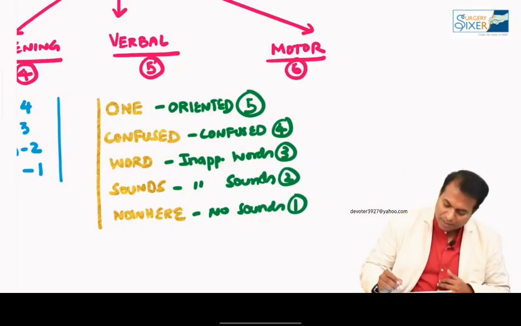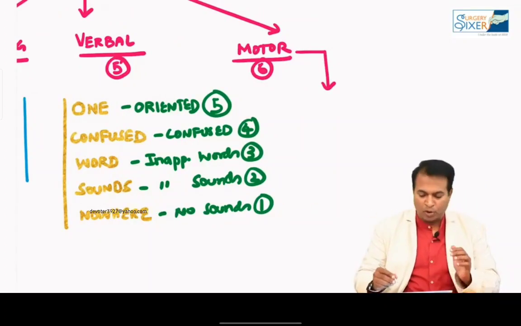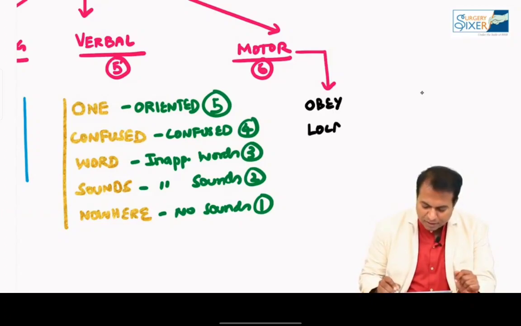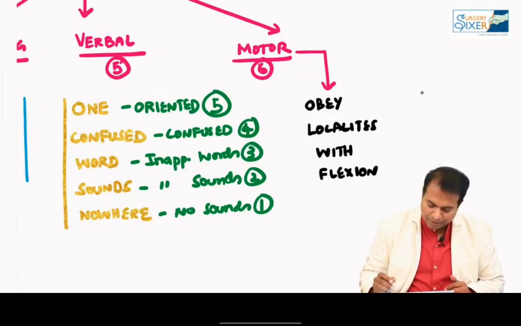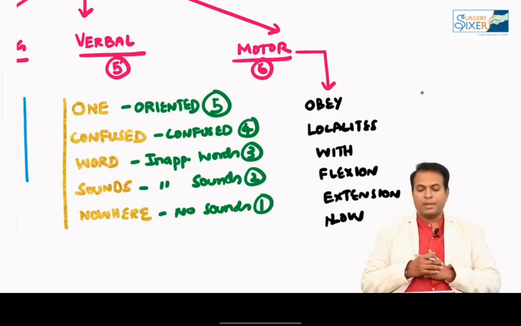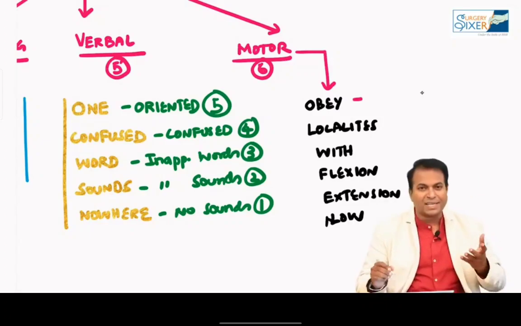Simple mnemonic. And similarly, coming to motor response, I will take a simple, easy mnemonic: Obey, Localizes, with Flexion, Extension, Nil. Obey localizes with flexion, extension, nil is the mnemonic. Very simple, you can see. Now I can make the motor response. Obeys command: I'm asking him to touch the nose, and he obeys the command.